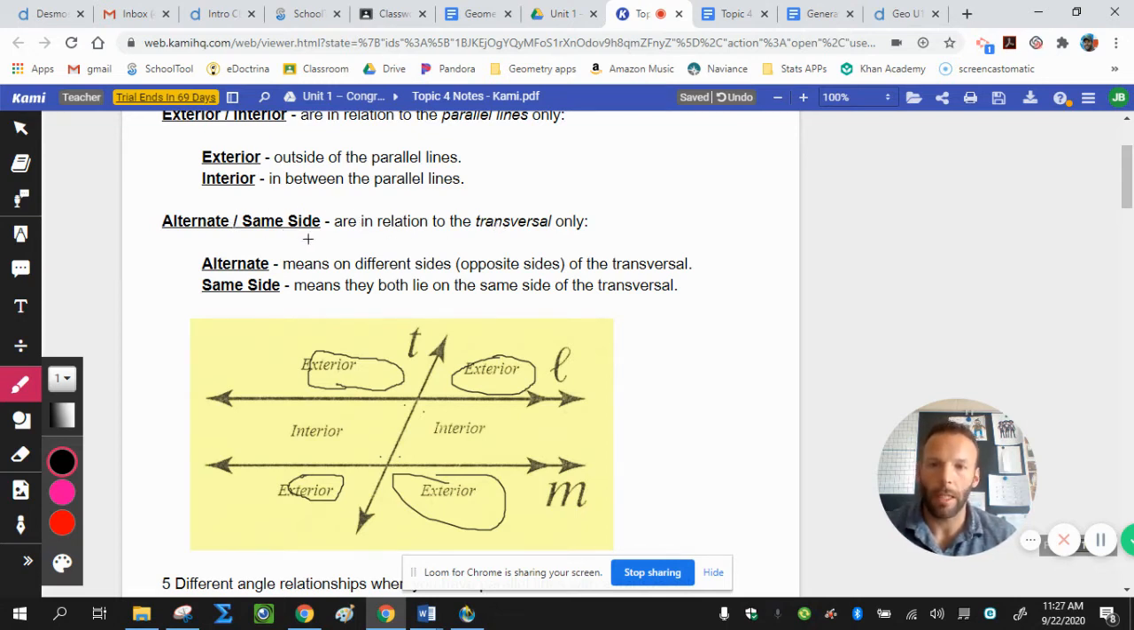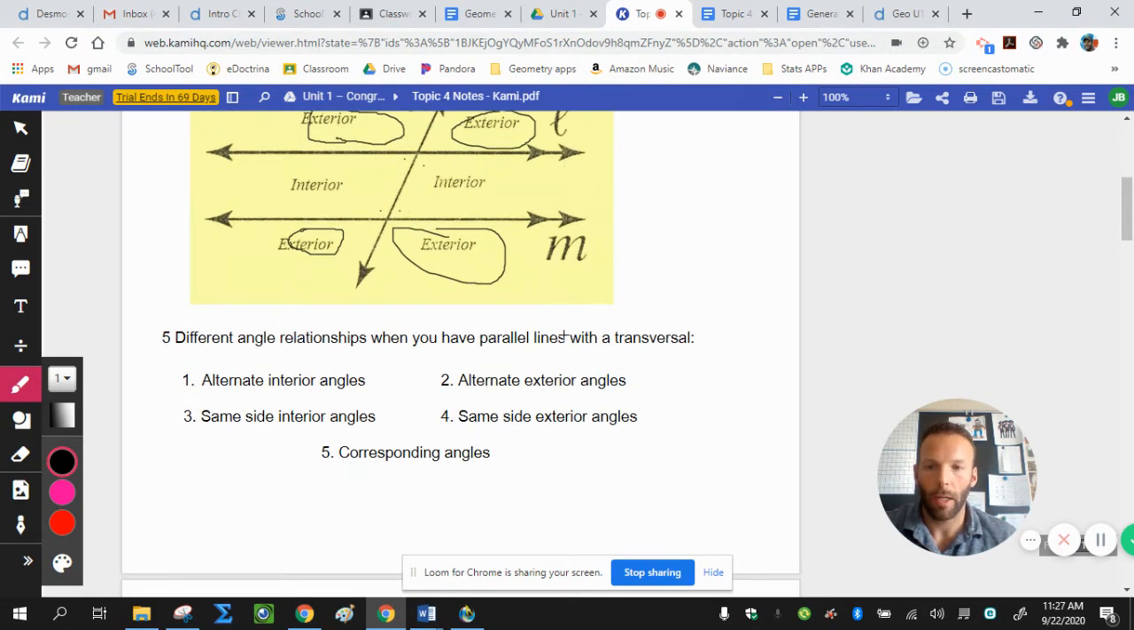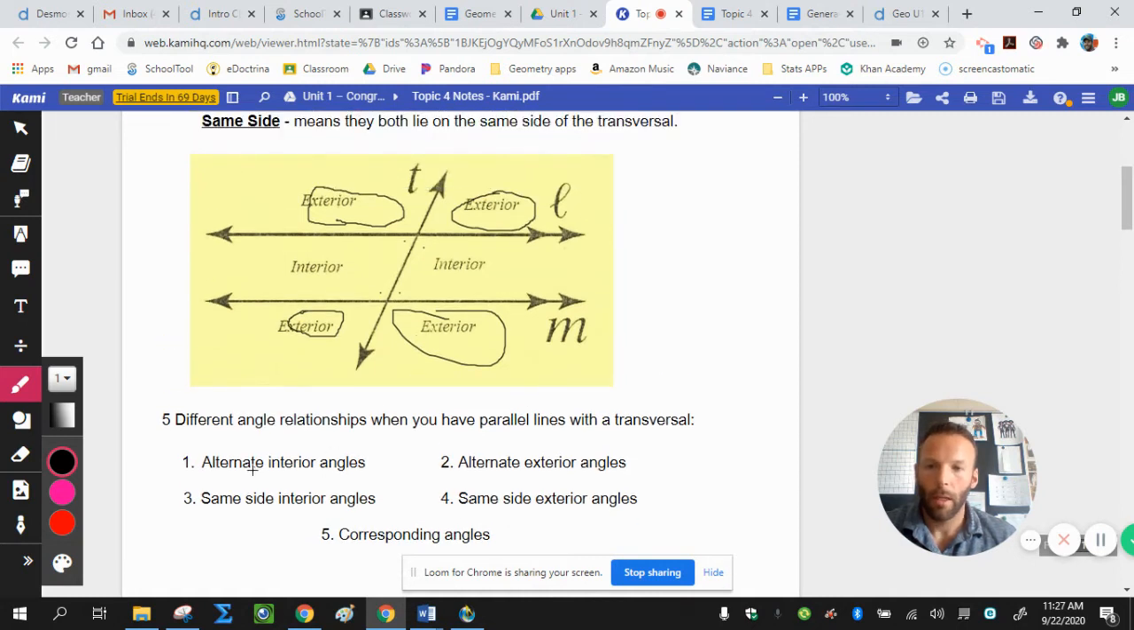Alternate means they're on different sides of the transversal, where same side means they're on the same side of the transversal. And with this relationship, there are 5 different angle relationships that we will have when you have parallel lines with a transversal. So you have alternate interior angles. There are 2 pairs of alternate interior angles. So you have angles on opposite sides of the transversal, but inside the parallel lines. Alternate exterior angles, same thing. Now they're on opposite sides of the transversal, but outside of the parallel lines.